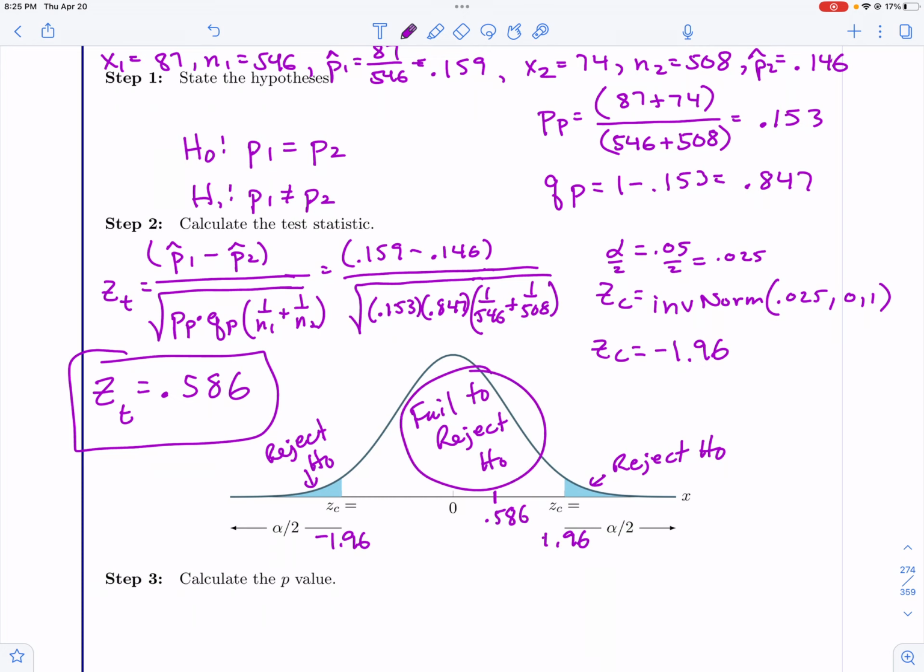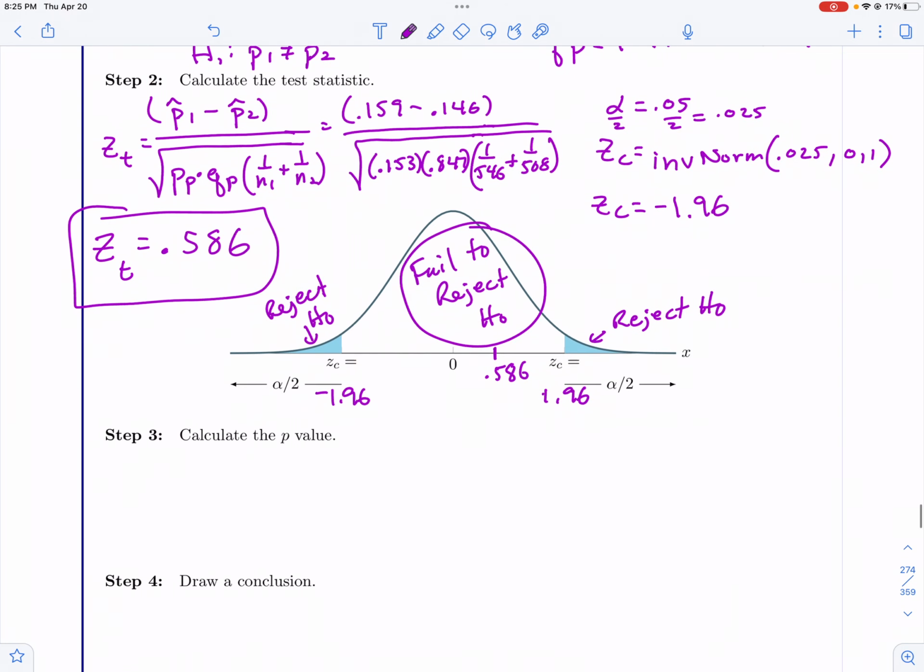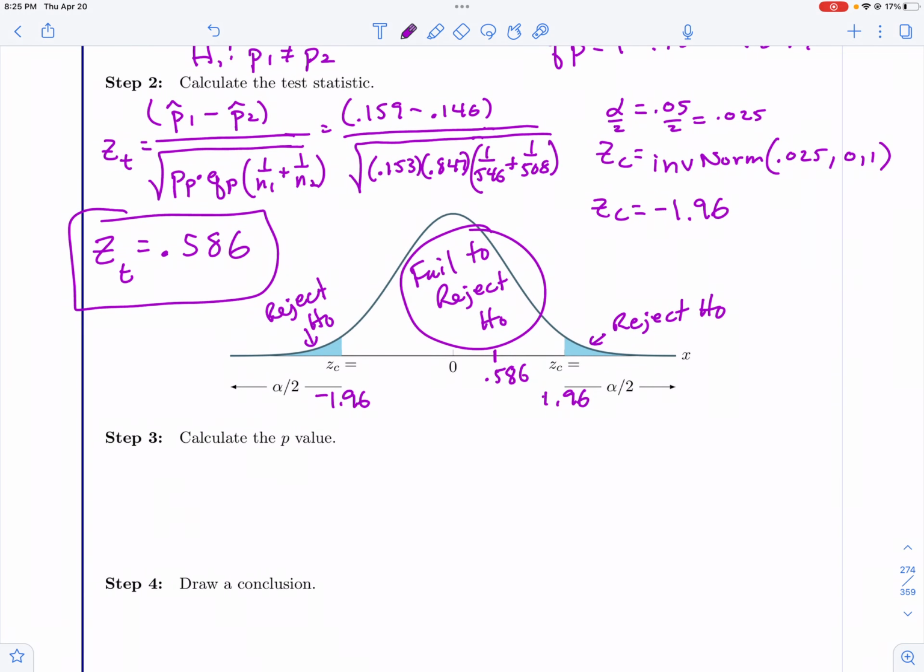All right, so let's calculate our p-value. So we're going to get normal CDF. And since, again, this is a two-tailed test, but our 0.586 is to the right of 0, we're going to think of this as the lower bound, and some ridiculously big number is our upper bound, 0, 1. And then we want to multiply this by 2, which I forgot to do in the last video, which I will fix at some point in time.